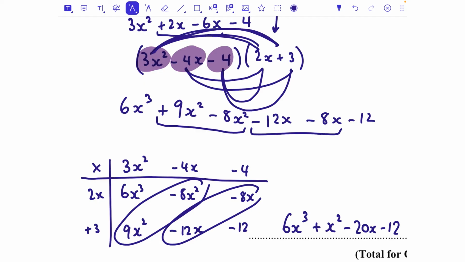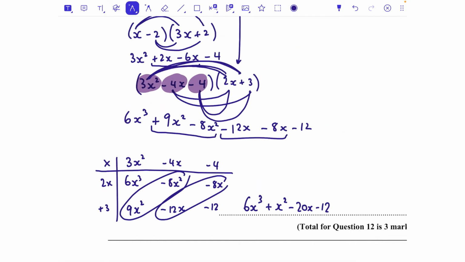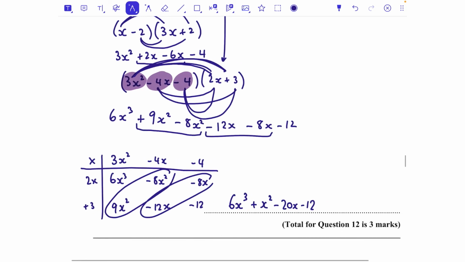Okay, so whichever one works better for you, there is nothing wrong with either, and you would get full marks no matter what if you got that answer on the answer line. So there we go, 3 marks for that one. Expanding triple brackets is the topic.